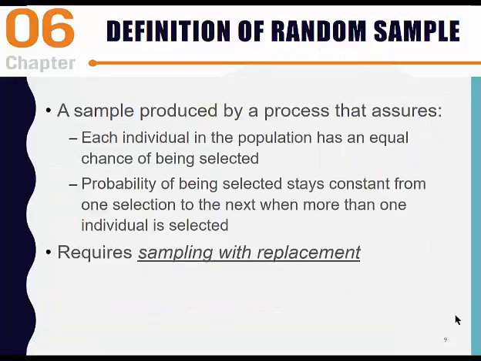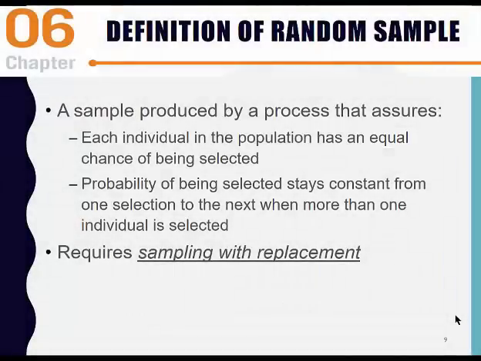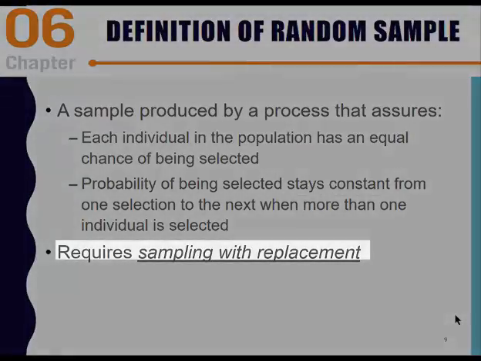There are certain requirements for our definition of probability to be accurate. The procedure for how we draw the samples is what's called a random sample. It's the process that assures that each individual in the population has an equal chance of being selected, and that the probability of being selected stays constant from one selection to the next when more than one individual is selected. This requires sampling with replacement.